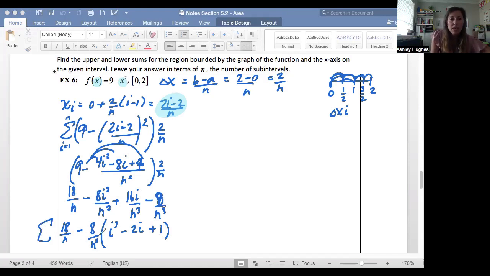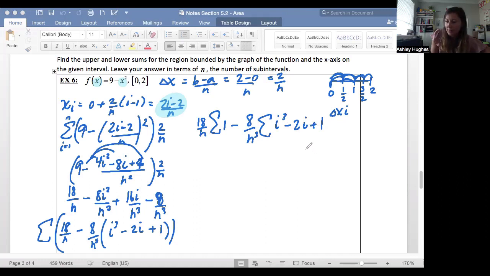Now we're summing up all of these things. So now we're going to break this apart. So we're summing up 18 over n. I'm going to bring the 18 over n out here and put 1. And then that's a minus 8. We can bring 8 over n cubed out. And then we have i squared minus 2i plus 1. So i cubed or i squared? I squared. I copied it wrong.